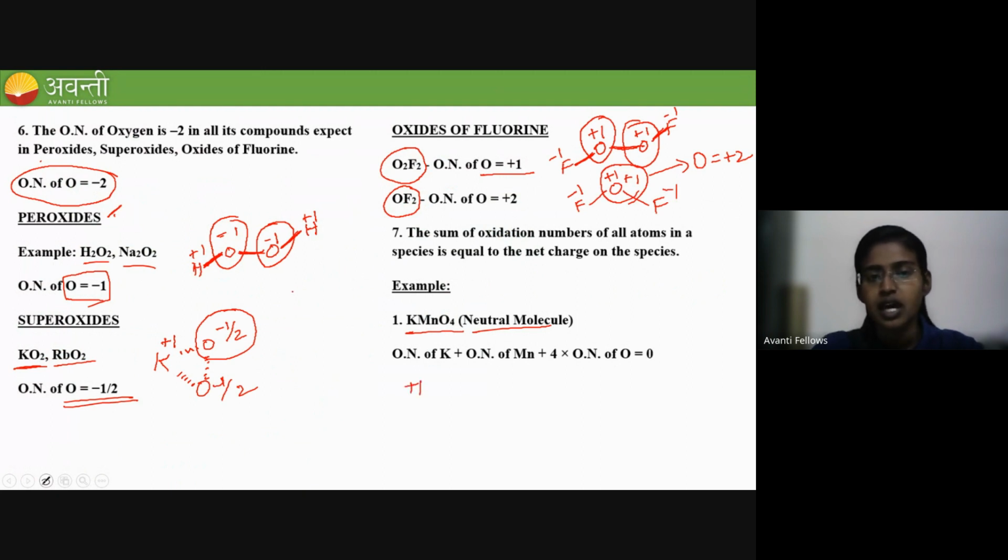And coming to manganese, manganese will have +7. Okay, 7 electrons will be there. So it will be +7. Okay, and for each oxygen, we have to give -2. We have 4 oxygen. So 4 into -2 is -8. So now if you add everything, we will have 8 - 8 and that is equal to 0. So the sum of the oxidation numbers of all atoms in our species is equal to the net charge on the species. Okay. So that's all about the rules.